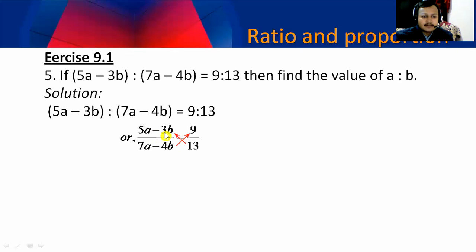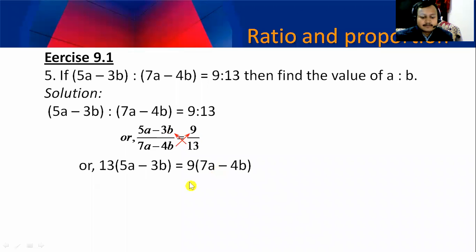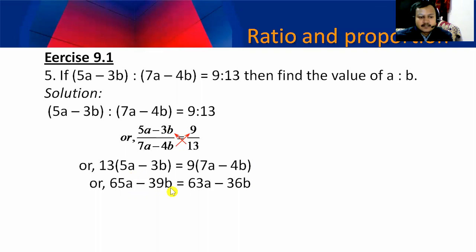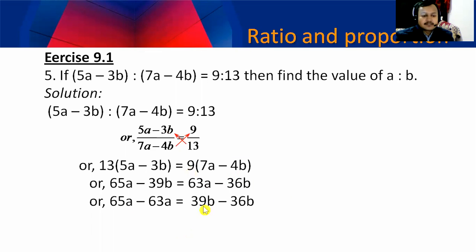13 into (5a minus 3b). Similarly, 9 into (7a minus 4b). 13 into 5a is 65a. 13 into 3b is 39b. Similarly, 9 into 7a is 63a, minus 9 into 4b is 36b. Now take like terms to the same side.